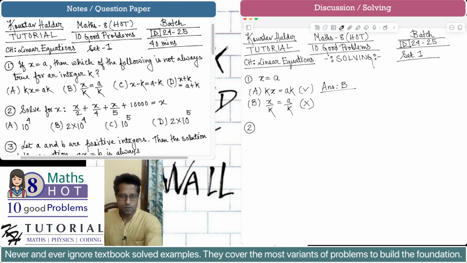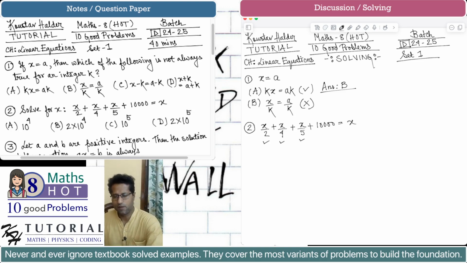Solve for x. Okay, so we have an equation, we have to solve the equation. The equation is x by 2 plus x by 4 plus x by 5 plus 10,000 is equal to x. So we see that both the sides have the variable x, the unknown which we have to solve, and on the left hand side there are 3 rational terms. Rational terms means of the form p by q, where all the denominators are constants, and the denominators are 2, 4 and 5.